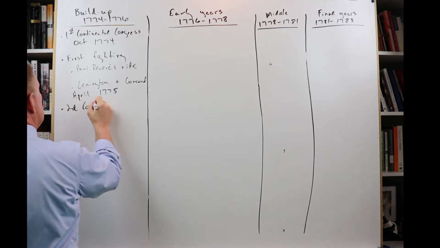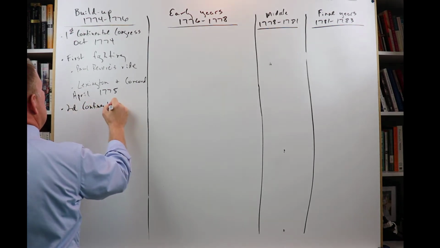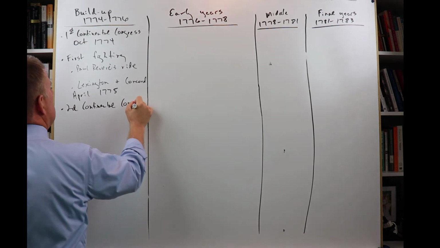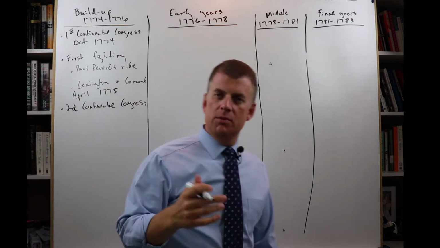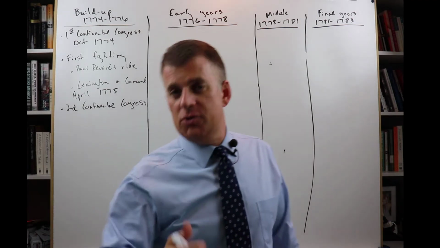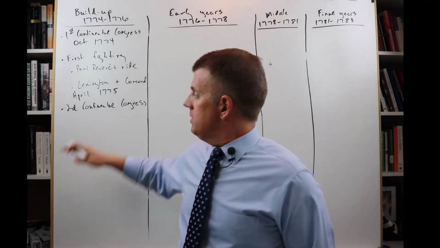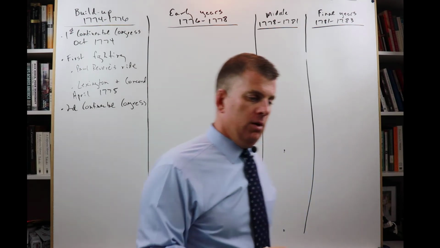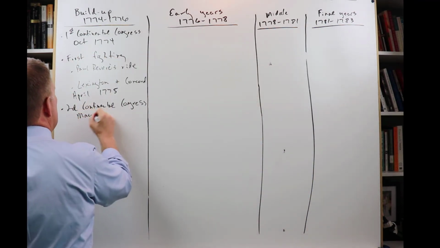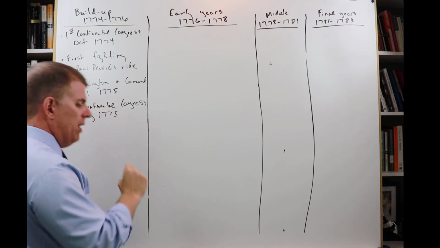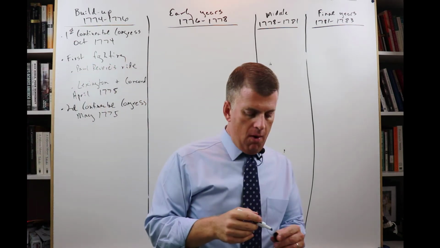Second Continental Congress. So the First Continental Congress didn't meet for a very long time. It was just kind of like the introductory meeting. The Second Continental Congress, they met for a much longer period of time. This is May 1775, over a year, in fact, they met.